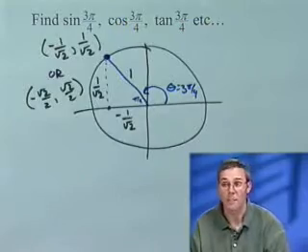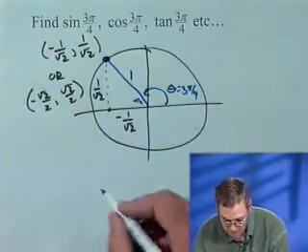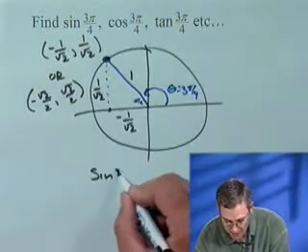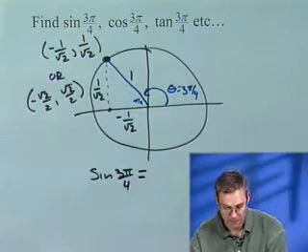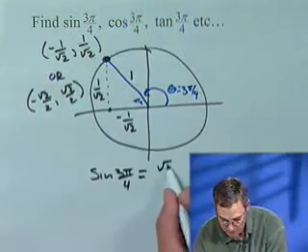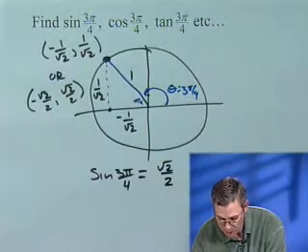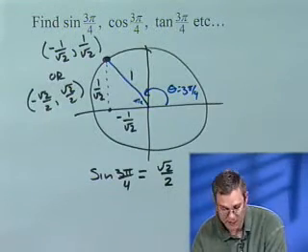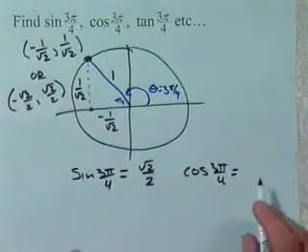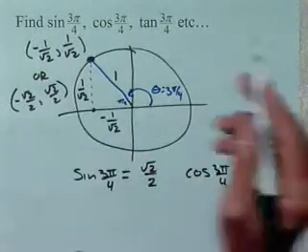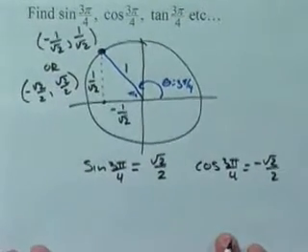Okay, either or. So there are the coordinates. Now, we're ready. Sine of 3 pi over 4, that's just the y-coordinate. So I'll go ahead and use this one. Cosine of 3 pi over 4, well, that's just the x-coordinate. The x-coordinate, remember, was negative 1 over root 2, or negative square root of 2 over 2. See, once you get the point, the rest is easy.